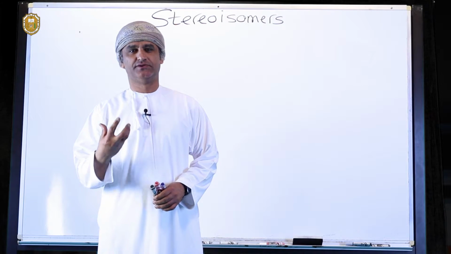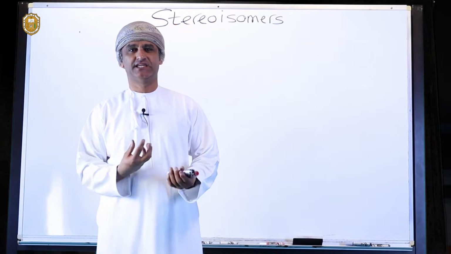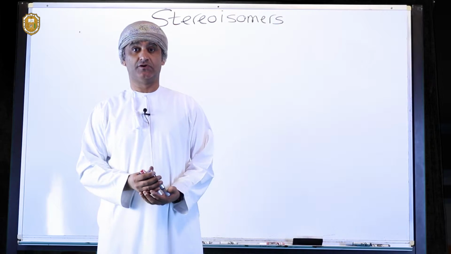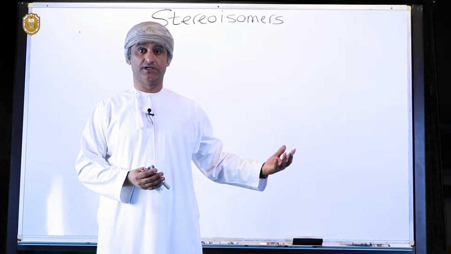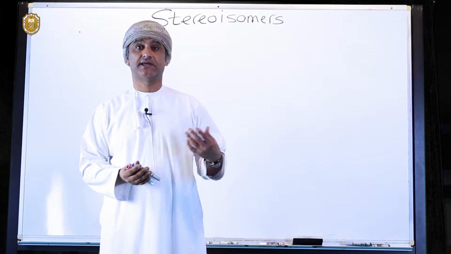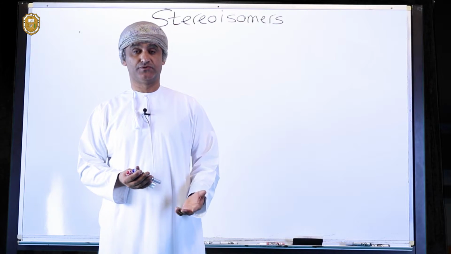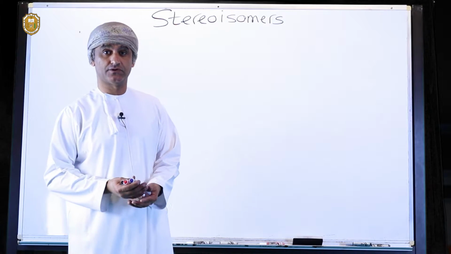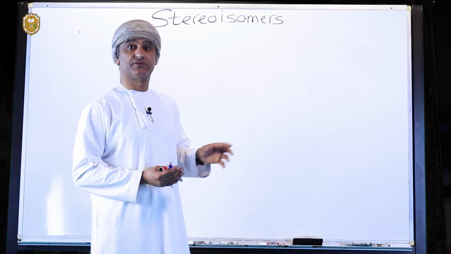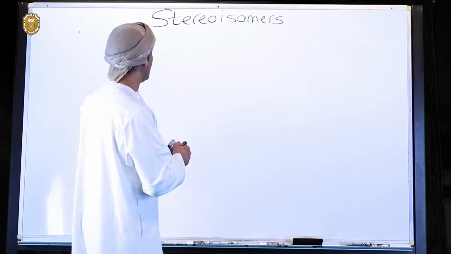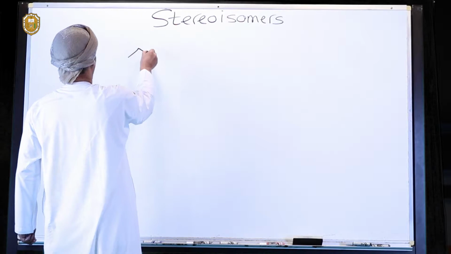In order to understand this technique of drawing stereoisomers based on the number of stereo centers, let's take another example. In addition to the example that we learned before, which was 2-bromo-3-chlorobutane, this time we take 2,3-dibromobutane as an example.